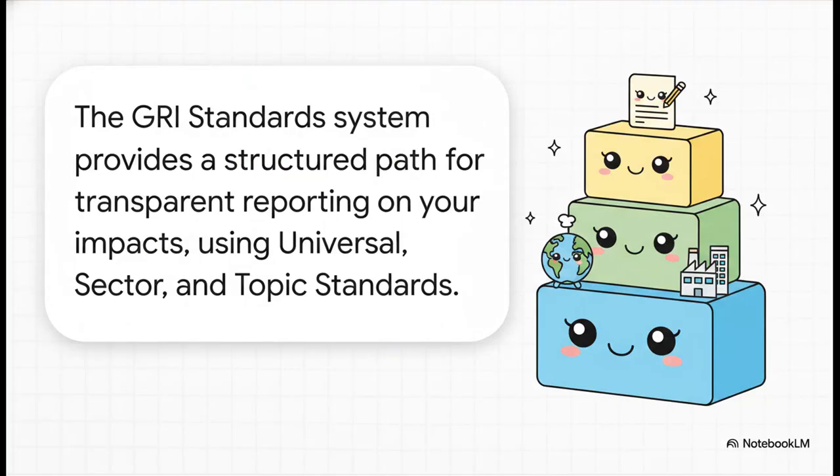The best way to think about the GRI standards is like a system of interconnected Lego blocks. The universal standards are your foundation. Everybody uses those. Then you've got the sector standards, which give you industry-specific context. And finally, you have the topic standards, which have all the nitty-gritty details for each material topic. Put them all together, and you build a really solid, complete picture of your impacts.